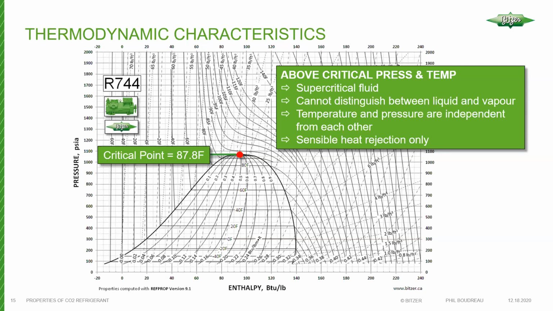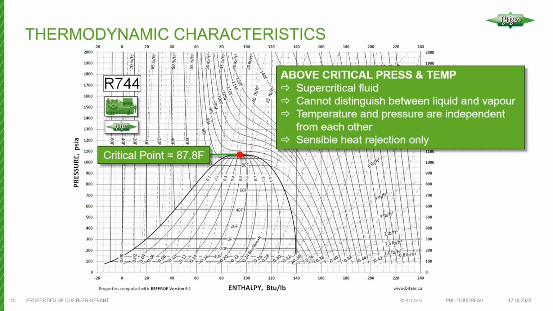Again, we cannot distinguish between a liquid and vapor, and we cannot use pressure to determine the temperature on the high side of the system when we're operating transcritically. So when the refrigerant's supercritical, there's no relationship between pressure and temperature at all.